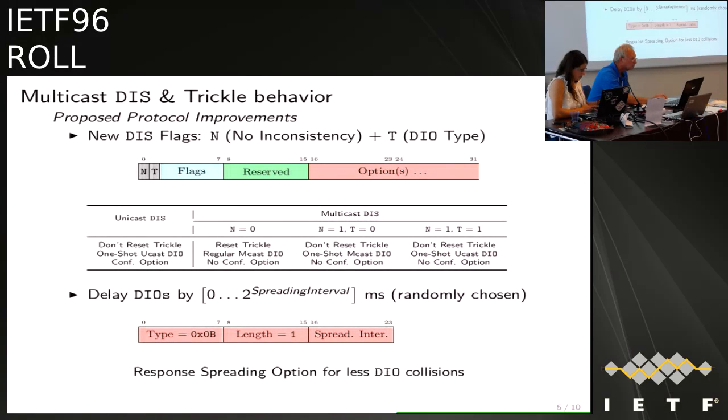To come from this behavior to the new behavior, we proposed some improvements to the current DIS header. We inserted 2 new flags, the N flag for no inconsistency and the T flag for DO type. Basically, if we just assume these both flags, it does not apply to the unicast DIS. If the N flag is set to 0, it's the same behavior as before, so it's backwards compatible.